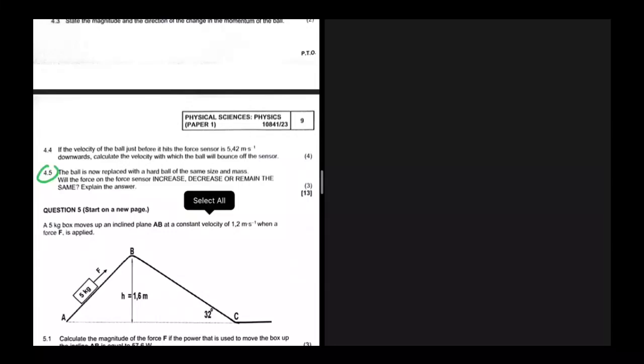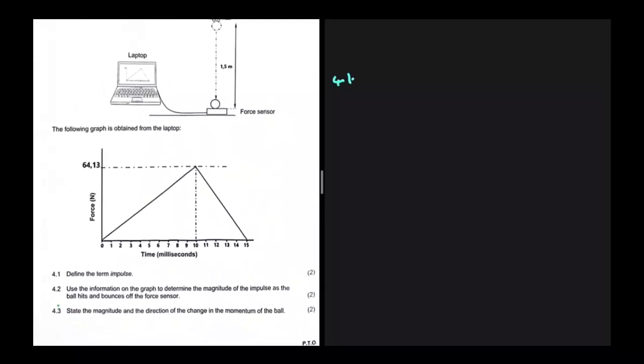That is the only question that I think was a bit difficult. Everything else is just basic stuff. So let's go ahead and look at 4.1. We're supposed to define the term impulse. Let me show you something.